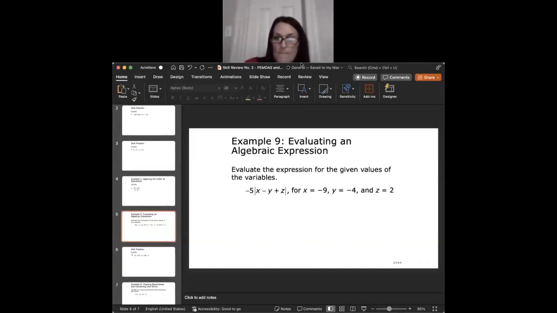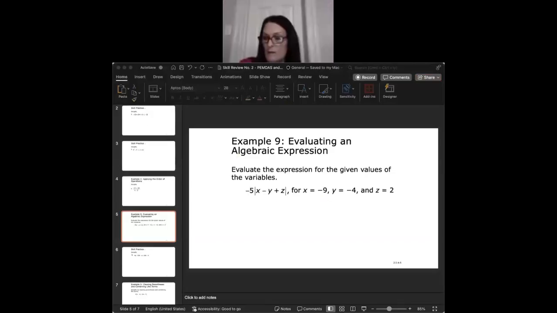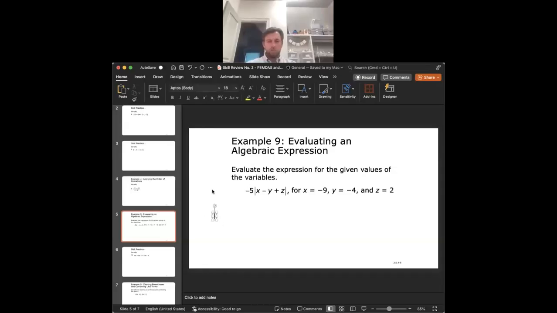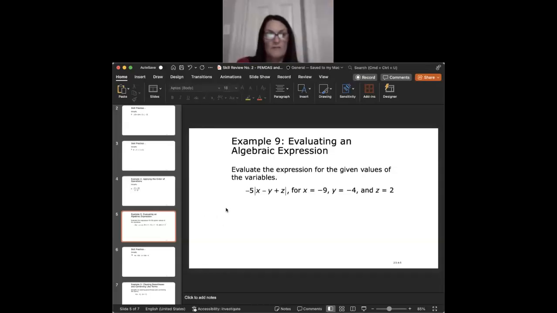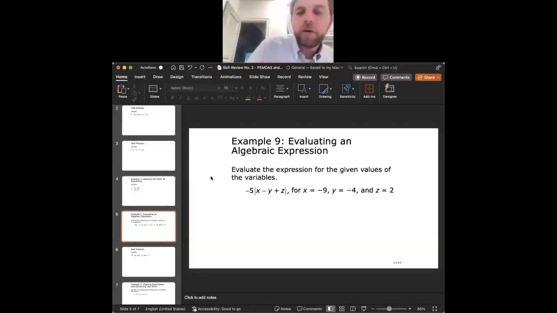How about this one here? So this one, I can type this one. So how would you go about doing this one? The parentheses first? Well, first thing we have to do is what? We have to plug it all in.